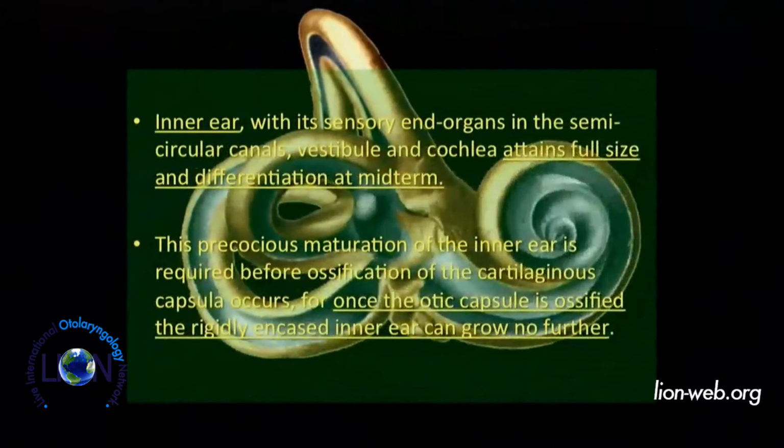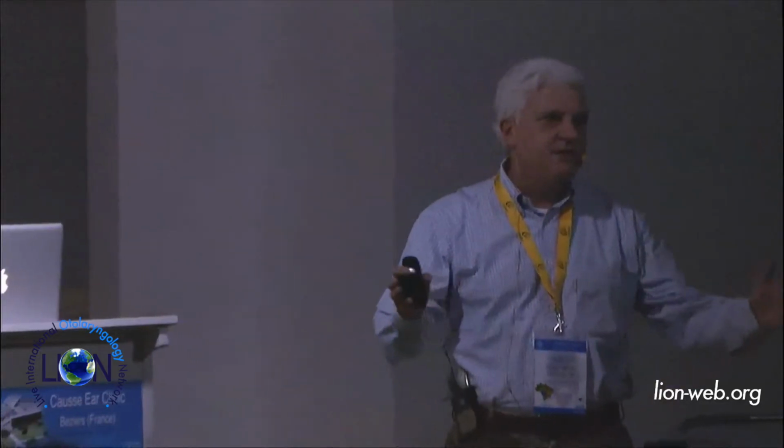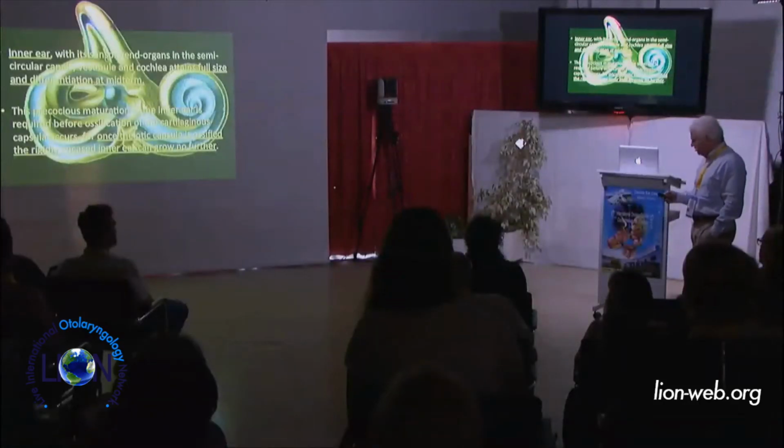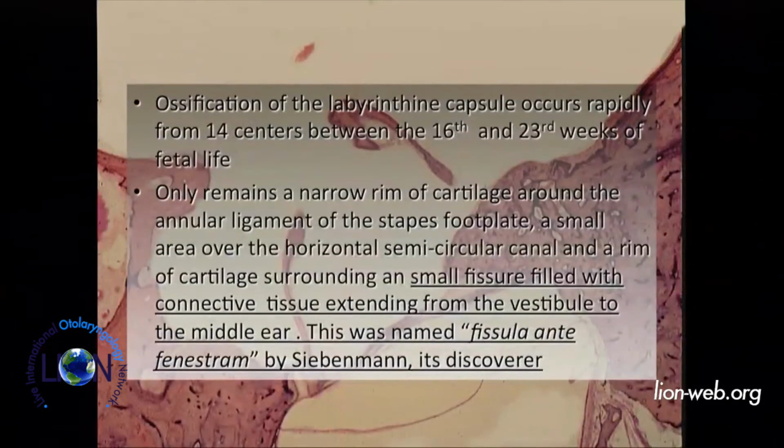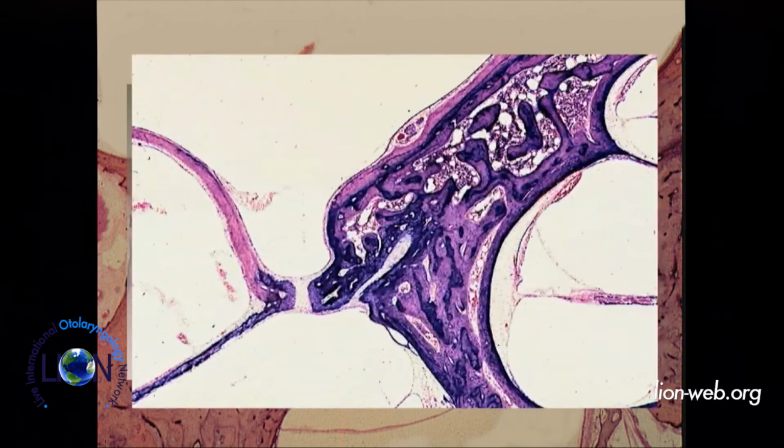Well, the inner ear attains full size and differentiation at midterm. And also, the ossified otic capsule and the rigid encased inner ear can grow no further after the 26th week of gestational life. So only a small fissure that will stay as cartilage with connective tissue will extend from the vestibule to the middle ear. This small fissure was named by Sellaimen as the fissula ante fenestram, that you can see right here.